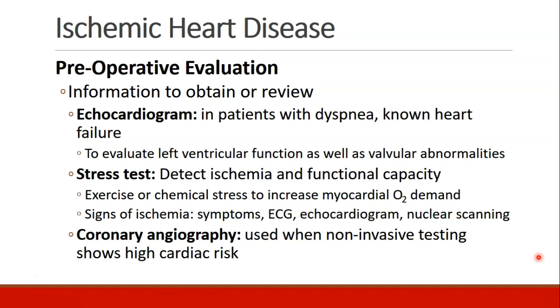A stress test can be used to stress the heart and detect ischemia, and thereby indicate the patient's cardiac functional capacity. There are many different kinds of stress tests. It can be done as an exercise stress test on a treadmill, or a chemical stress test which increases myocardial oxygen demand. And then different forms of scanning can be done to look for ischemia, whether it's the patient having symptoms like chest pain or shortness of breath, EKG or echocardiogram changes, or even nuclear scanning.